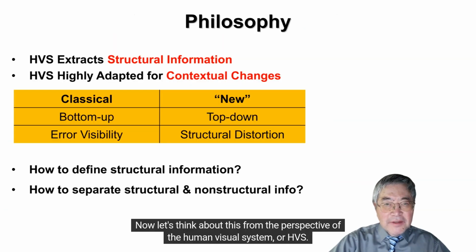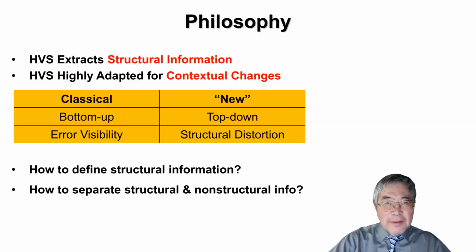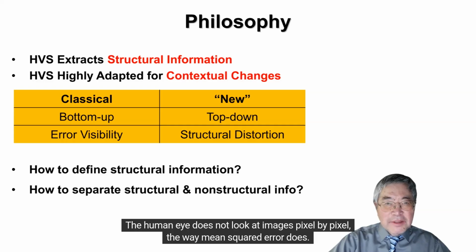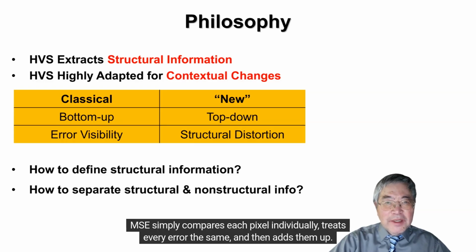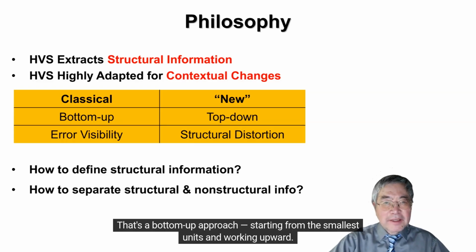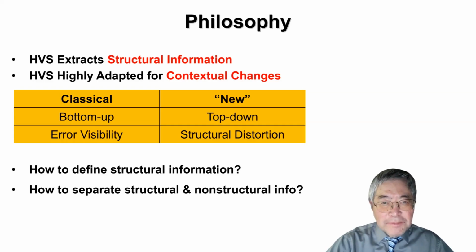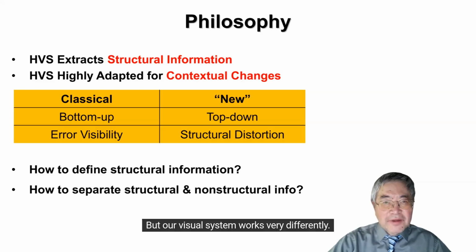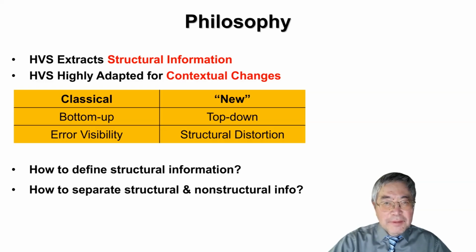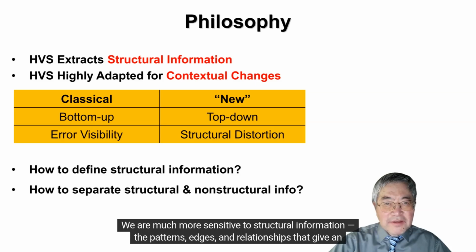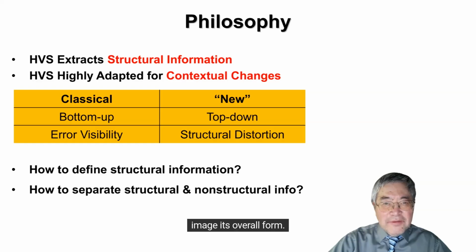Now let's think about this from the perspective of the human visual system, or HVS. The human eye does not look at images pixel by pixel the way mean squared error does. MSE simply compares each pixel individually, treats every error the same, and then adds them up. That's a bottom-up approach, starting from the smallest units and working upward. But our visual system works very differently. We are much more sensitive to structural information, the patterns, edges, and relationships that give an image its overall form.